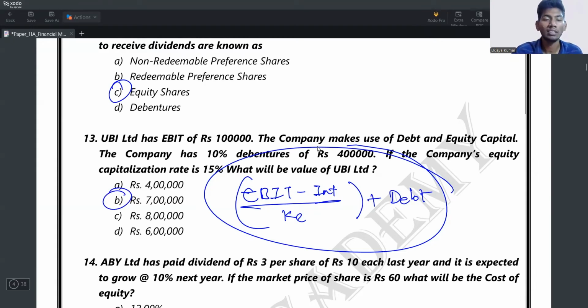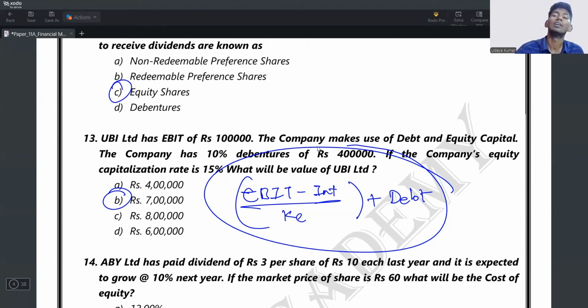Clear? So the answer, sorry. As I told you, 1 lakh minus 40,000, which is 60,000. 60,000 divided by 15%, you will be getting 4 lakh. So 4 lakh plus 4 lakh, which is nothing but 8 lakh. Okay.